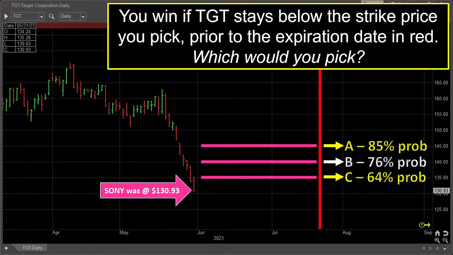Now, if you remember when I talked about overpriced options, remember I said when options are really overpriced, you can actually increase your probability? That's what I was able to do with Target. Target was so overpriced, I was able to give myself more room to be profitable. And I was able to go all the way out to 76% in this case.